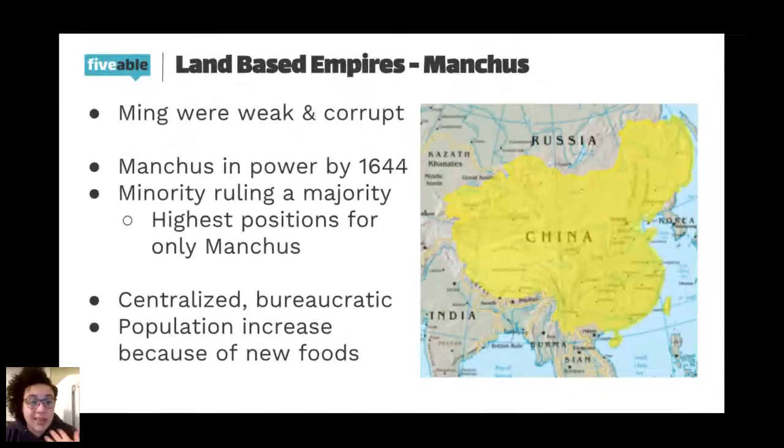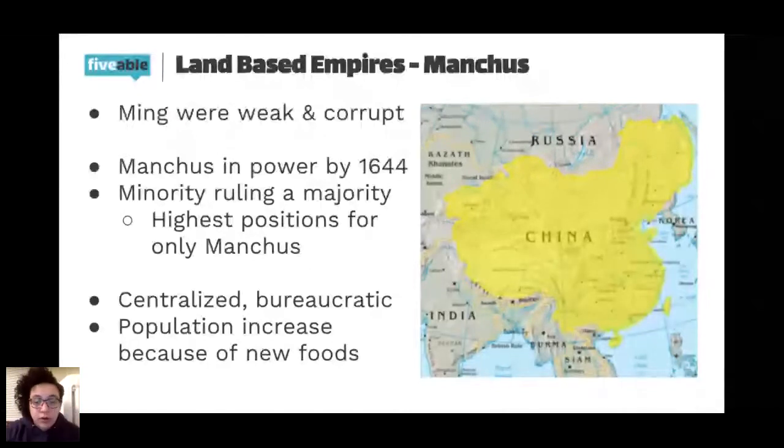And so they kept the highest positions in power for Manchus only, because obviously they were concerned that if they let the majority of the Chinese come to power, they would take power back from them. So they keep the highest positions just for the Manchus. They're incredibly centralized and bureaucratic. They use the Confucian systems, right? The mandate of heaven, the civil service system, extremely bureaucratic.